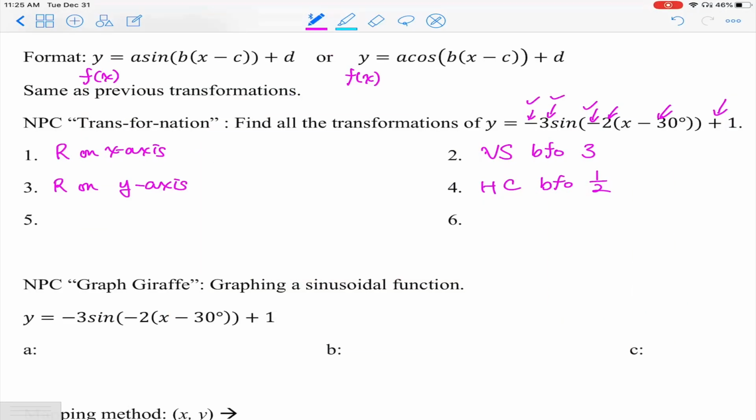Then x minus 30, and that is compared to x minus c. Therefore, the c is positive 30. Therefore, it is horizontal translation 30 degrees right. The last one is plus 1. So then vertical translation 1 unit up. Done. Same as before.